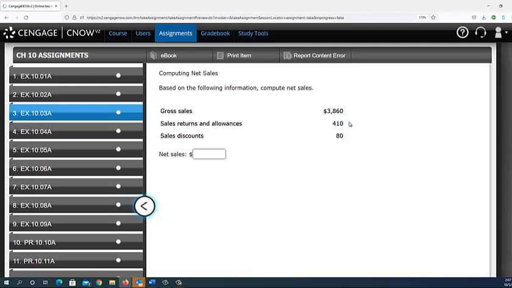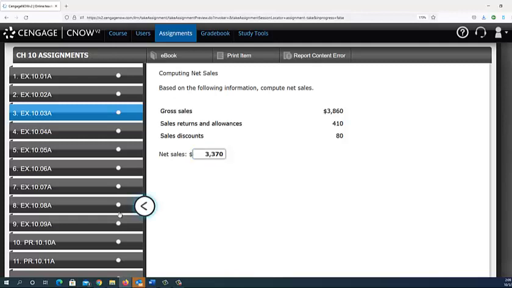We've got gross sales of $38.60, sales returns and allowances of $410, and then sales discounts of $80. So a lot of this is common sense. If we had gross sales of $38.60 and $410 worth were returned, and then we gave discounts of $80, we're going to have net sales of $33.70.